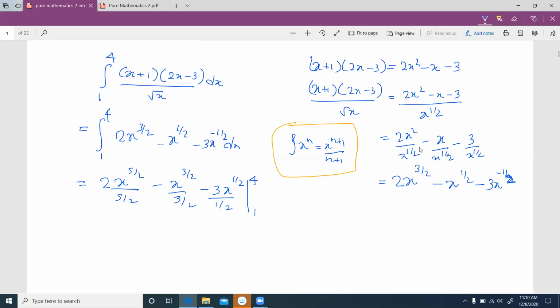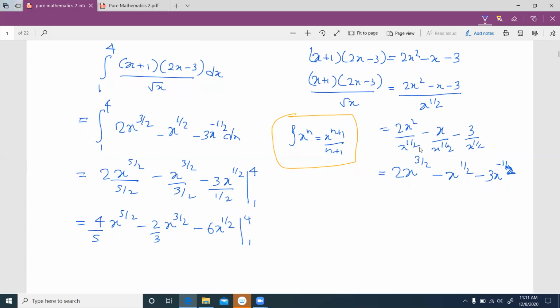For the finite integration, we won't put c at the end, right? Then this is numerator, denominator. Again, this 2 goes up because it's the numerator. So this turns into 4 over 5 x to the power 5 over 2. Right? That is how it comes. Minus, here also this 2 goes up, 2 over 3 x to the power 3 over 2. And this 2 goes up, minus 6 x to the power 1 over 2, from 1 to 4. Right?